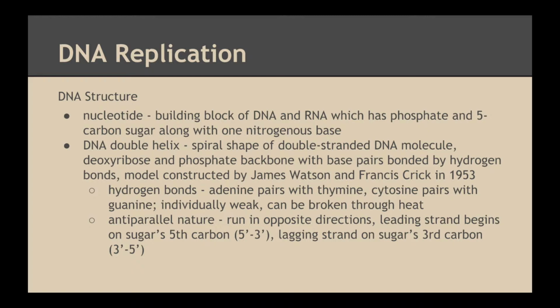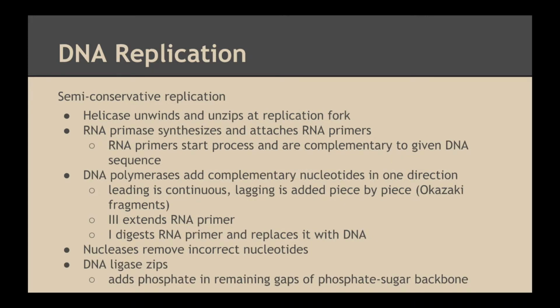The leading strand begins on the sugar's 5th carbon, moving from the 5' to 3' direction, and the lagging strand begins on the sugar's 3rd carbon, which is the 3' to 5' direction. DNA replication is semi-conservative, meaning it results in one old strand and one new strand. DNA replication begins with helicase unwinding and unzipping at the replication fork.